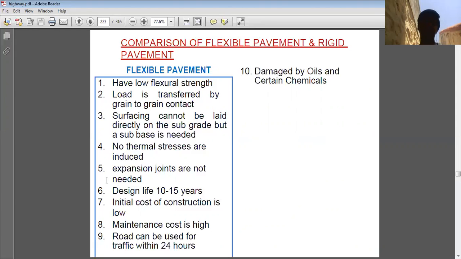The road can be used for traffic within 24 hours. It can be damaged by oils and certain chemicals.